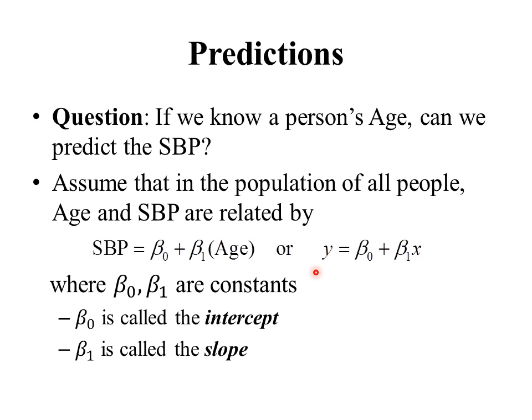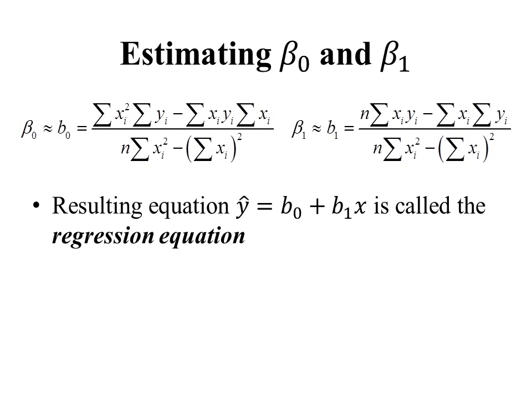Remember back to high school algebra, we had something we called the point slope formula, or the slope-intercept formula of a straight line, which is y equals mx plus b. This is kind of the same thing. Here we're using beta 1 for m and beta naught for b, but same basic idea. Slope and intercept. So now we want to estimate the values of beta 1 and beta naught using our data.